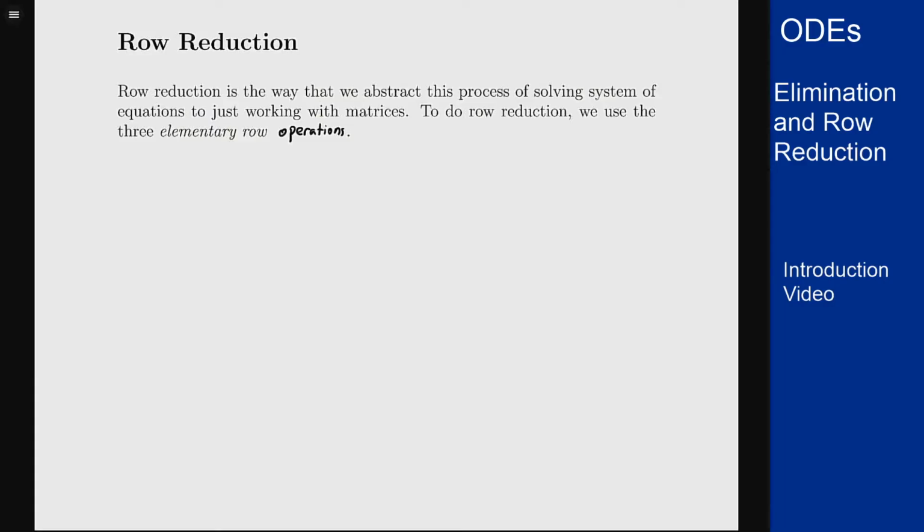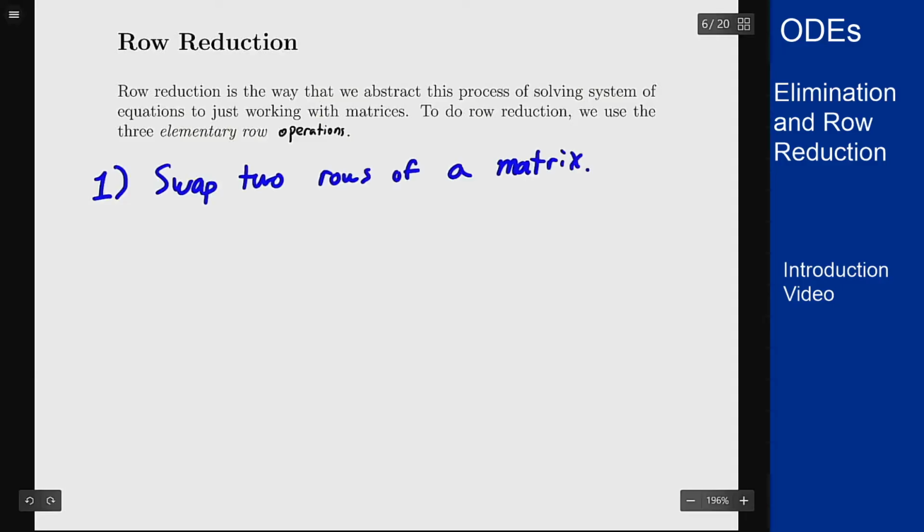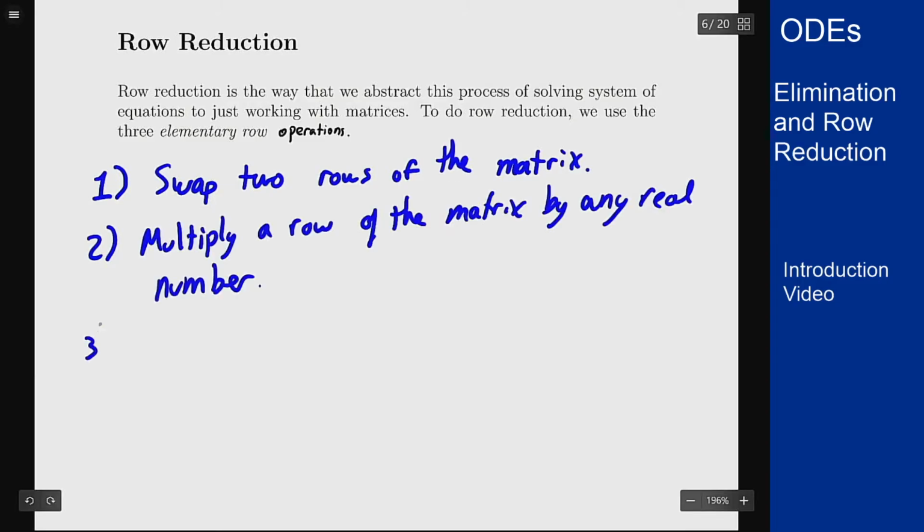To do row reduction, we have the following three elementary row operations that we're allowed to perform on matrices. And we're going to perform them in specific orders and ways to get to simplified forms of this augmented matrix. So the operations are the following. One, I can swap two rows of a matrix. Operation two, I can multiply the row of a matrix by any real number. In option three, I can add some multiple of one row to another row.